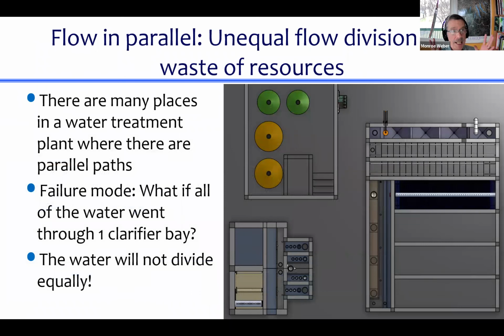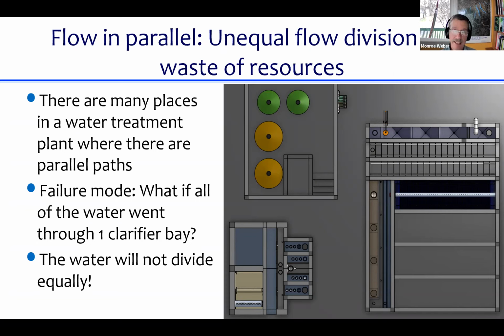Okay, how many places in a plant do we have multiple paths where the water can go? And we're hoping that it divides equally between those paths. So there are many places, and I'll show you some of them. And you can think about, why is this important? Like, if all of the water went through one clarifier bay instead of divided equally between the 4 that I've shown you, then you'd have 3/4 of the plant not doing anything, and your plant would not perform well.